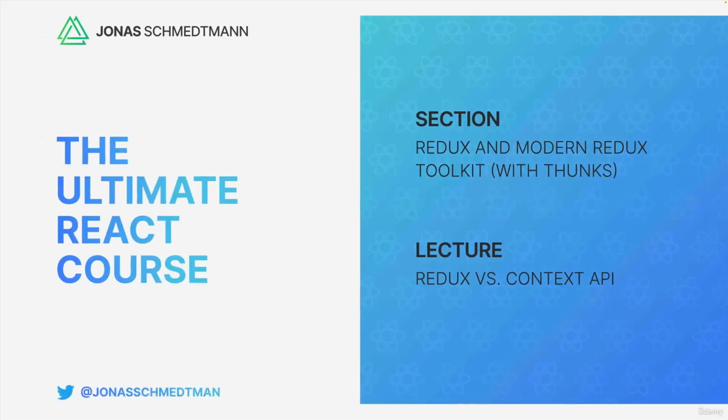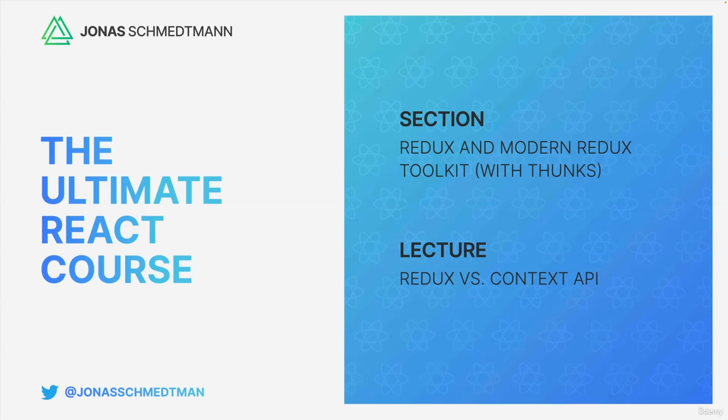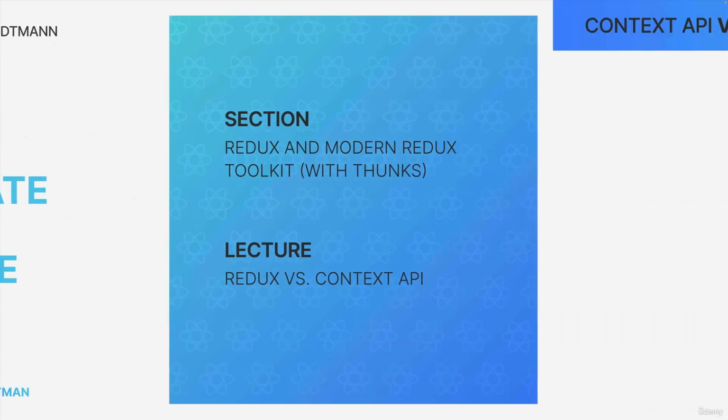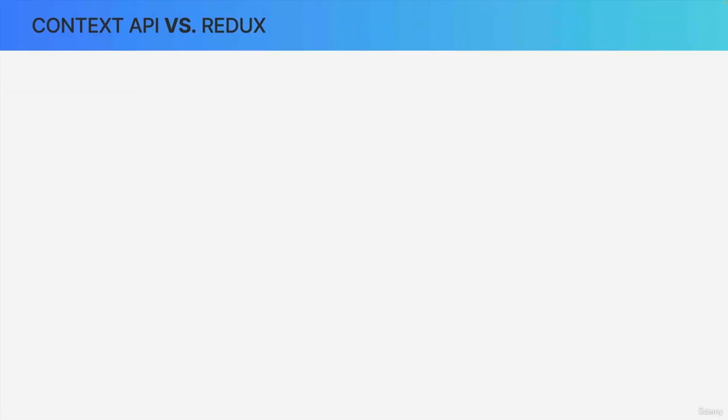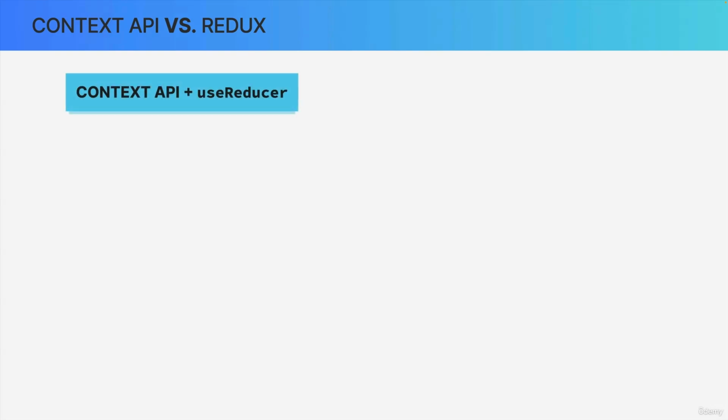Okay, and now to finish this section, we're back to another one of these lectures that compares two things, and this time comparing Redux with React's Context API. So, as I have mentioned in an earlier video, many people started seeing the Context API, especially when coupled with useReducer, as a complete replacement for Redux. And while this can certainly be true in some situations, let's not simply follow these trends, but instead have a more nuanced and fact-based discussion here.